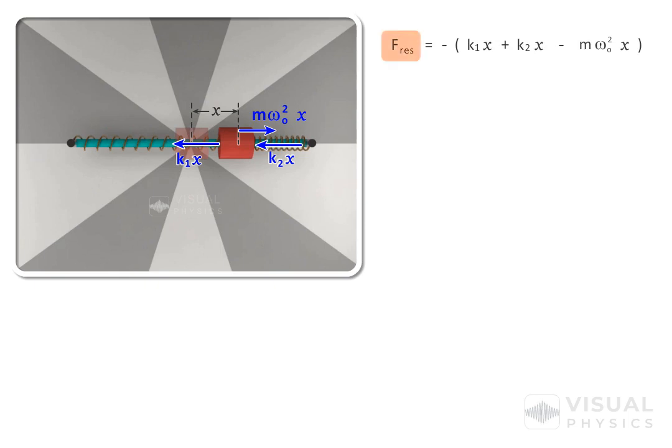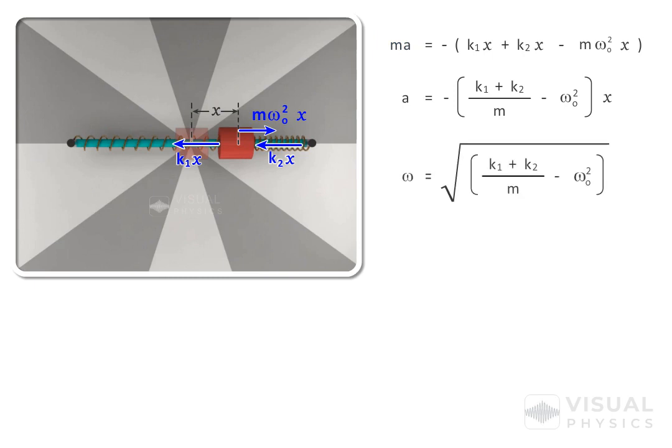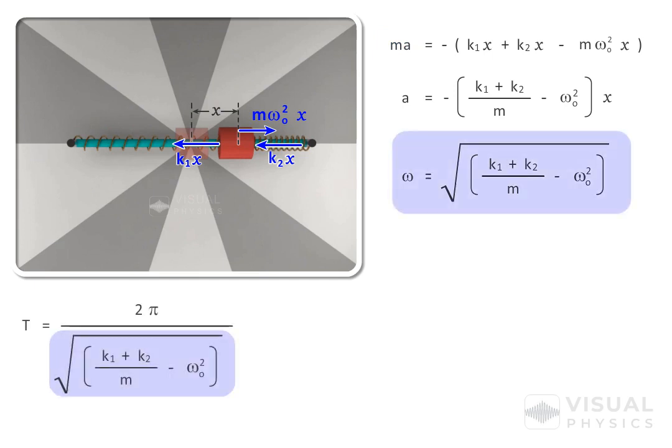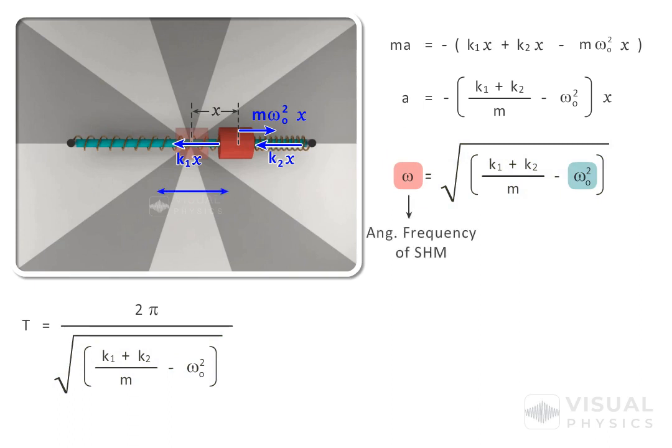Writing net force equal to mass into acceleration, we can say that omega will be equal to this term, and time period of oscillation will be equal to 2 pi by omega. Please note that here you should not confuse between omega and omega naught. Omega is the angular frequency of oscillation, and omega naught is the angular speed of rotation of the system.